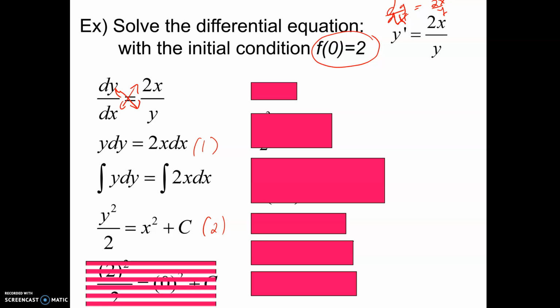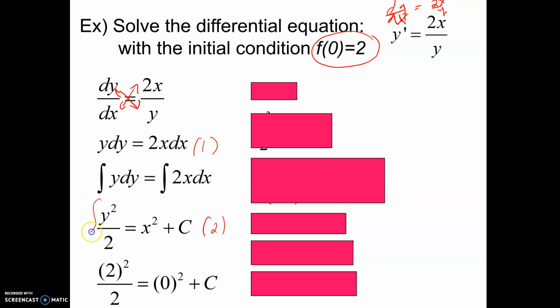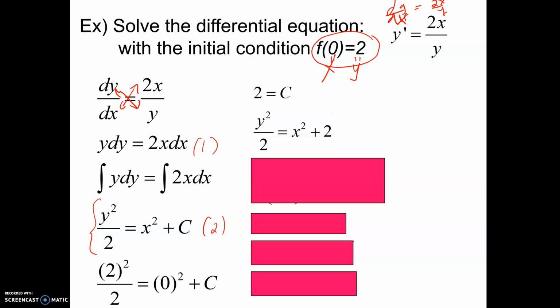So what I do now, and this is just a matter of personal preference, I could totally solve for y and get y by itself here and then use my initial condition. But I prefer to just plug in my initial condition right away. So x is 0 and y is 2. Everywhere there's an x, I'm going to plug in 0. Everywhere there's a y, I'm going to plug in 2. And then I can go ahead and solve for c by following the order of operations. So this ends up being, I'm sorry, not 4, 2. So c equals 2. And now I can go back here and write my equation.